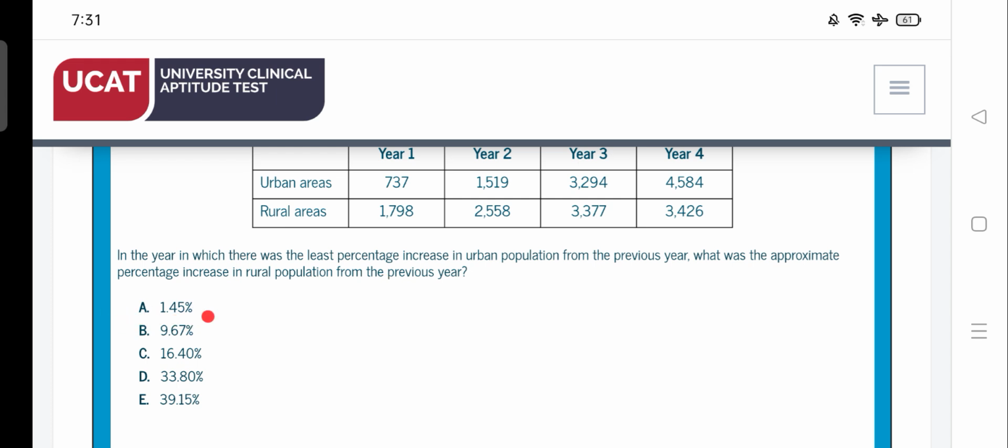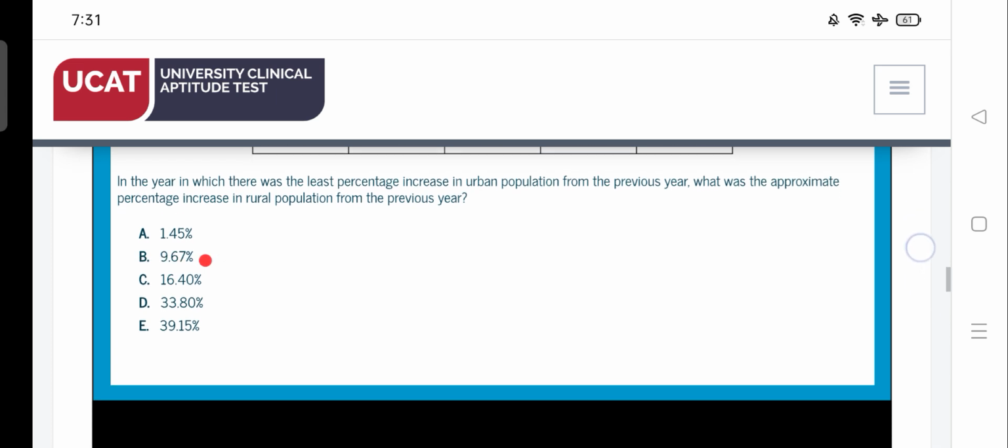Option A 1.45%, option B 9.67%, option C 16.40%, option D 33.80%, option E 39.15%.